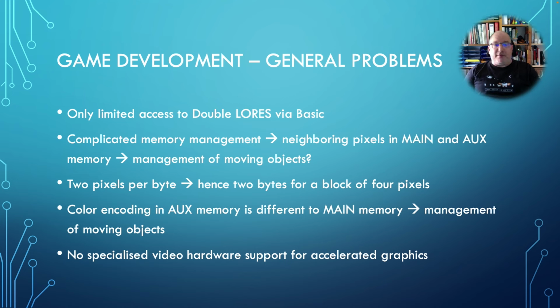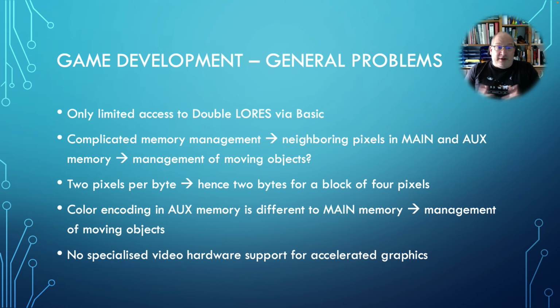You have 2 pixels per byte, hence 2 bytes for a block of 4 pixels, and you also encode 2 lines in the Y direction with 1 byte, high nibble and low nibble for the 2 pixels, which are stacked on top of each other. Another problem is that color encoding in aux memory is different to main memory. So again, the question, how do you manage moving objects? You need to change the color palette when you move a column into aux mem from main mem and back. So this is also something your algorithm has to solve.